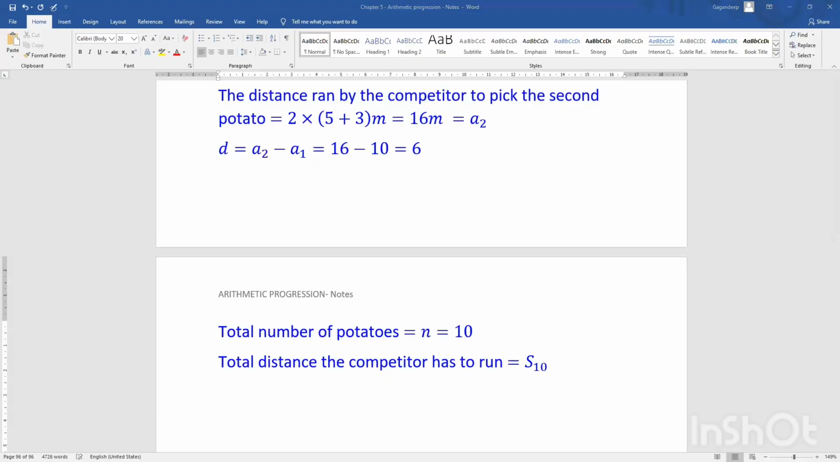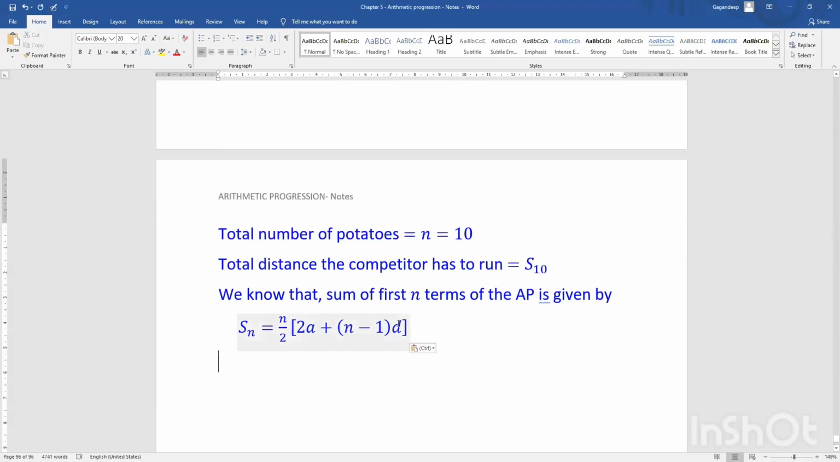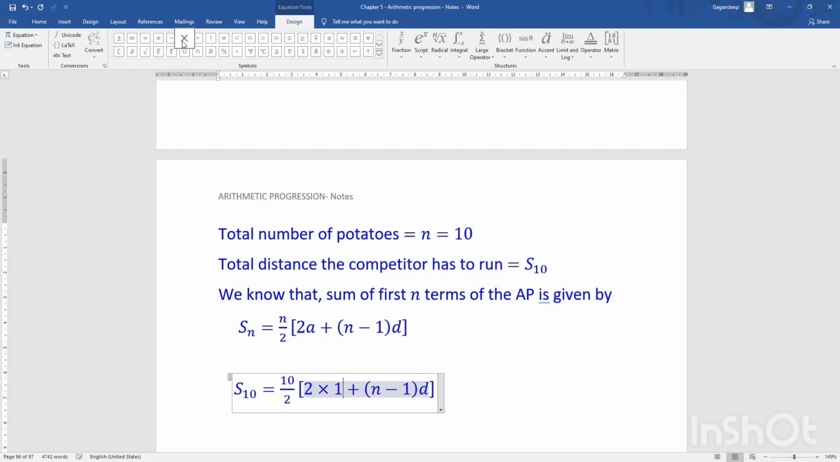We know that the sum of the first n terms of the AP is given by Sn equals n by 2 into 2a plus n minus 1 into d. So for S10, the same formula I copy and write S10 here, and here also 10. 2 into a value is how much? 2 into 10, plus n minus 1, n is 10 here, so 10 minus 1 into d value. D value is how much? 6. Write plus 6.